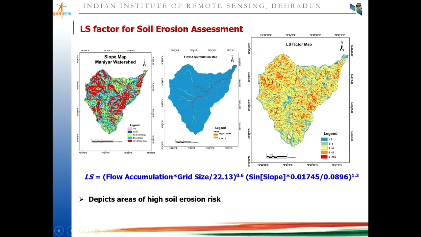So this LS factor map, if you go without GIS analysis, manually for any field, where L means length of the field and S is the steepness factor, then it is a very difficult parameter to calculate for an entire watershed. And here, by use of the DEM, you can generate the flow accumulation map, you can generate the slope map, and taking these two maps you can generate the LS factor map.